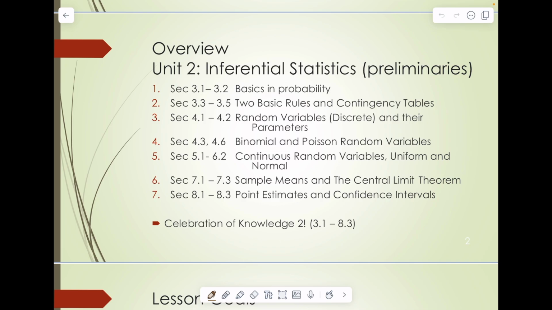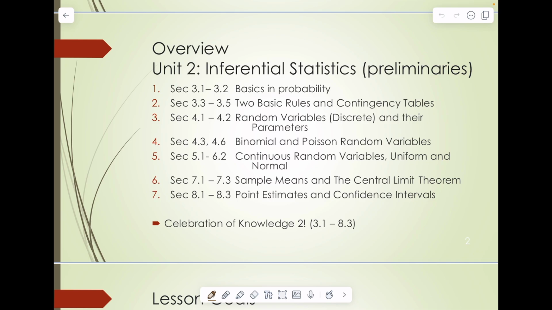Following this, we're going to start talking about random variables, specifically discrete random variables and their parameters. And then we're going to look at two examples, which is binomial and Poisson random variables. And then we're going to talk about continuous random variables and the important theories that come after that, which is theories about the distribution of sample means and the central limit theorem. We're going to use those to identify point estimates and confidence intervals. All of this is going to prepare us for hypothesis testing, which is what we find in Unit 3.